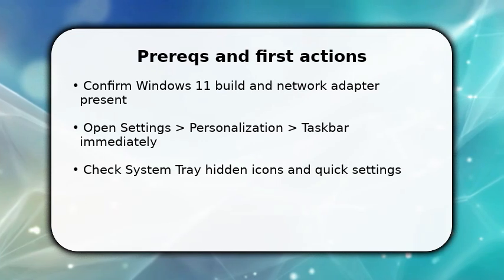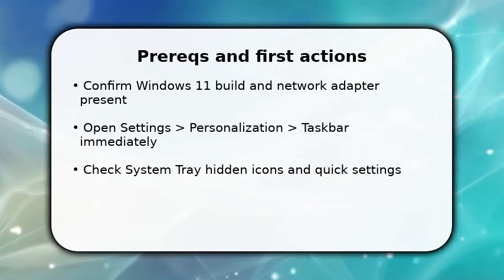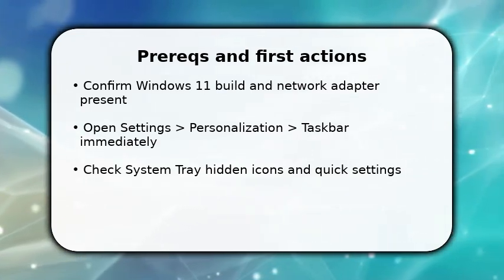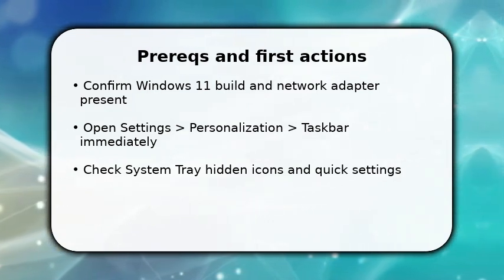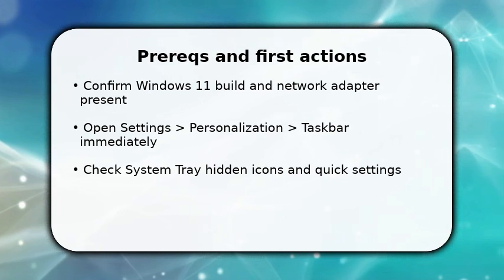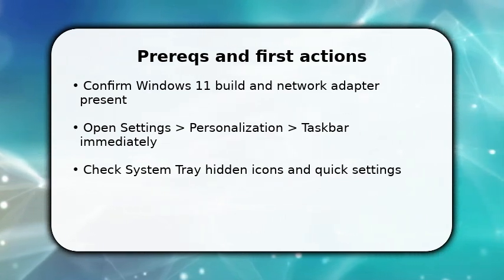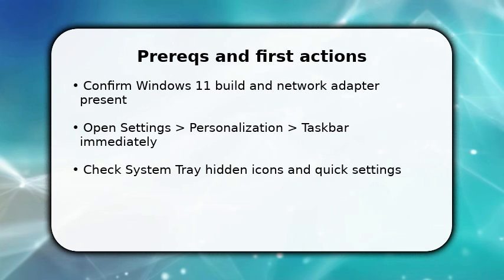You start by confirming Windows 11 build and that your wireless adapter is present in Device Manager. This matters because drivers differ by build. Open Settings, go straight to Personalization, then Taskbar to check tray behavior. You want the network icon enabled.